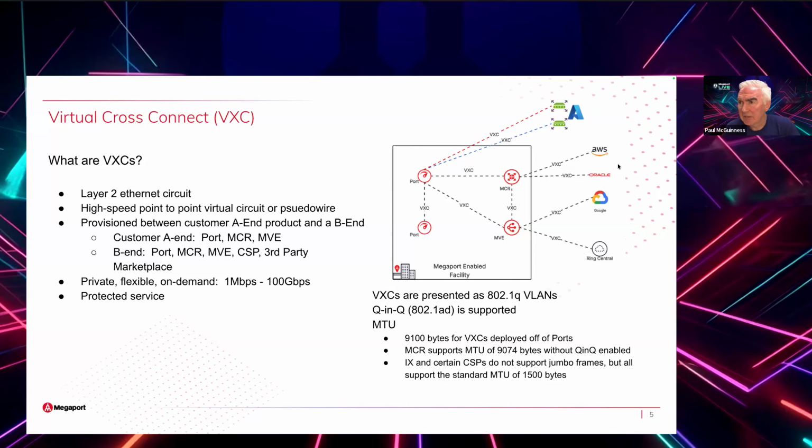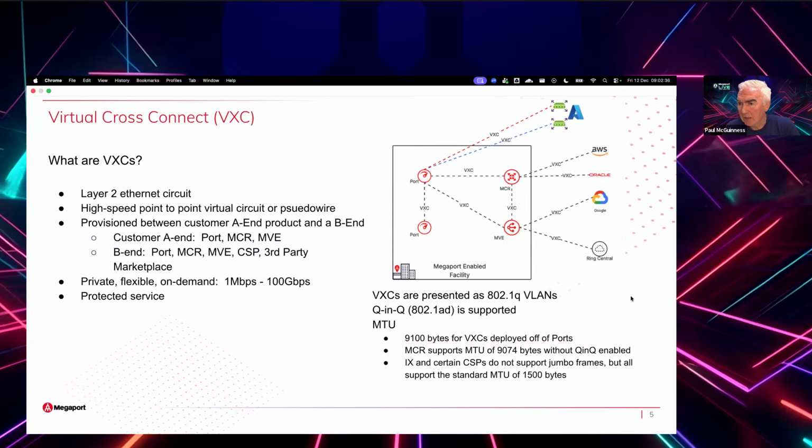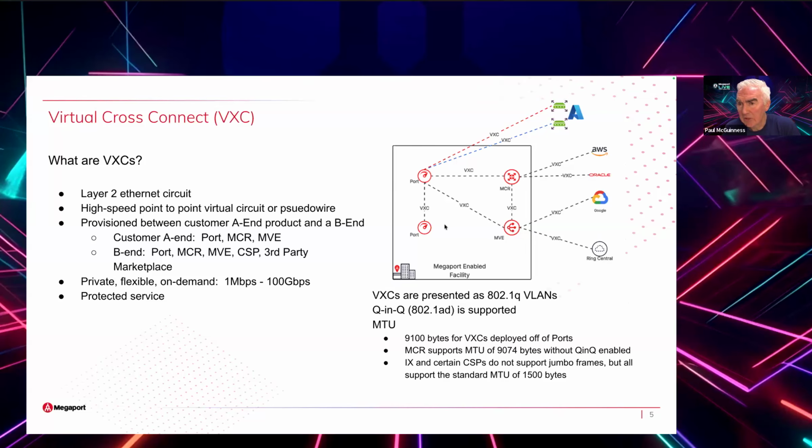And you can see here in this diagram, we have a representation of what you can do with VXCs. So using our access products like ports, you can connect a VXC from one port to another port. You can go port to MCR, port to MVE, MVE to port. And then you can connect to the cloud providers, and they can connect to any of the access methods as well. And you can also connect to third parties like RingCentral or Wasabi or Salesforce using a VXC. And all of these connections are private connections across the Megaport network as well.